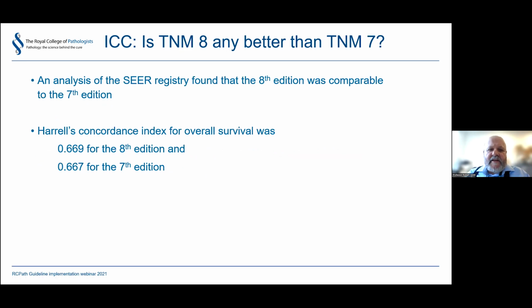Comparing TNM7 to TNM8, there have been quite a few papers published recently, and if you look at the concordance for overall survival between 7 and 8, you'll see it is very, very slightly better. That doesn't mean we don't have to use it. We have to use the current system because that's the language we share with other pathologists. But I think we can anticipate, being optimistic, that the next edition will provide a greater predictive index.